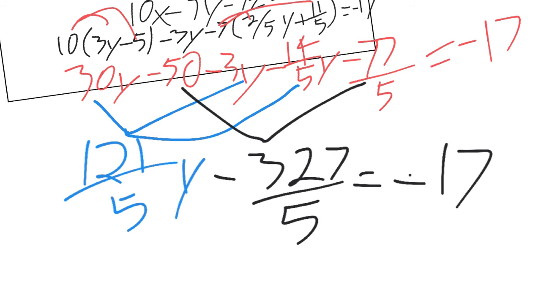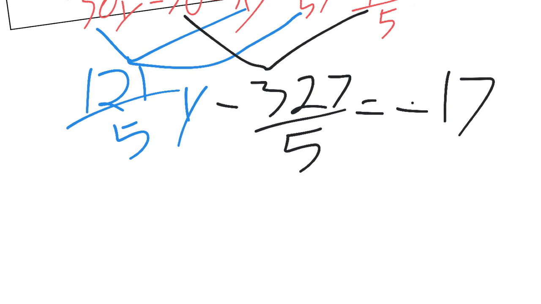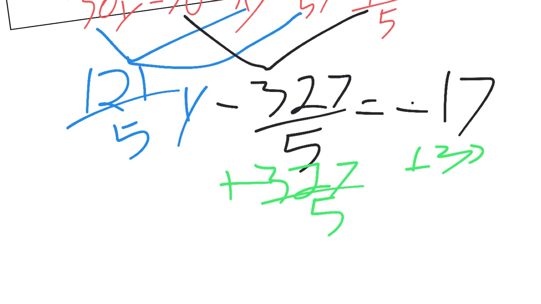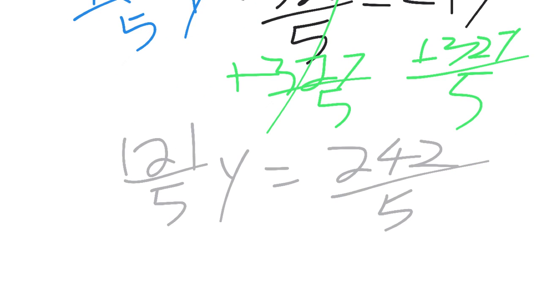And so now we just have a two-step equation, right? We got to get this 327 over 5 to the other side and then get rid of that 121 over 5. So I can simply get rid of the 327 over 5 by adding it to both sides, right? So negative 17 plus 327 over 5, and that's going to equal 242 over 5. Okay, so when I added negative 17 plus 327 over 5, it got me 242 over 5. I bring down the 121 over 5y.